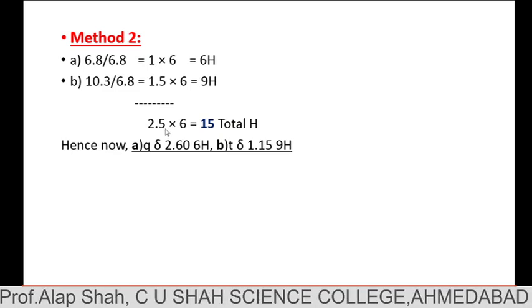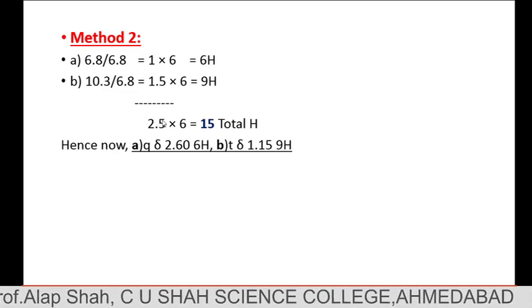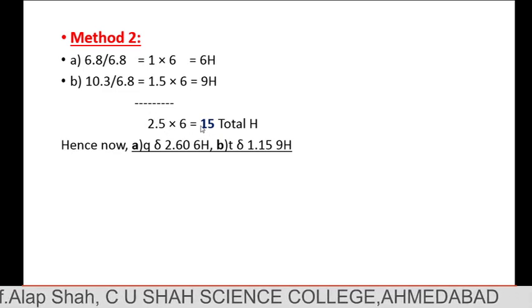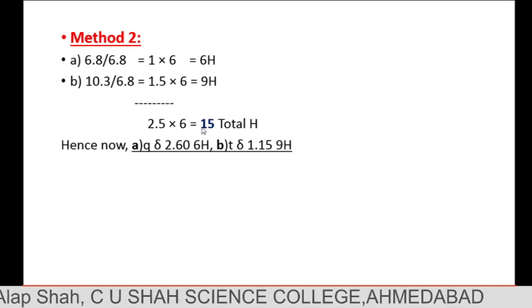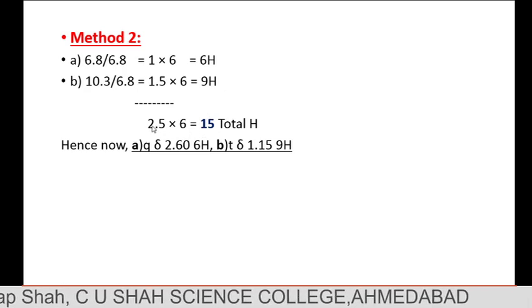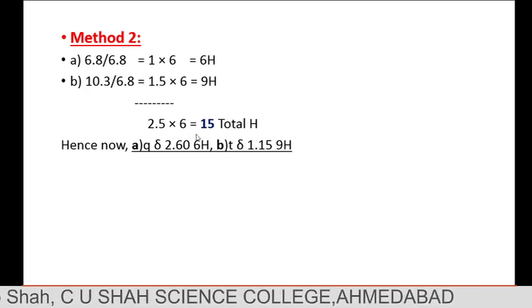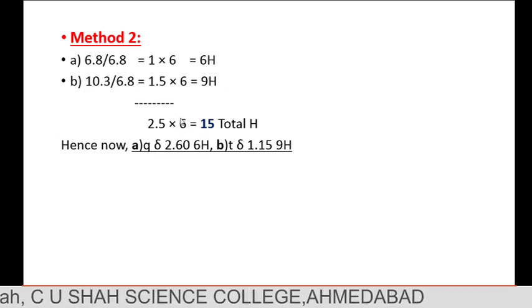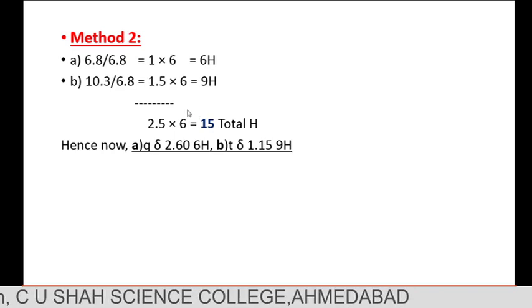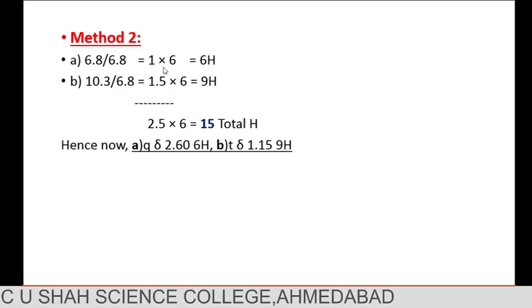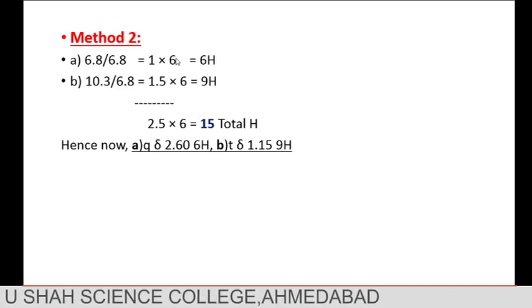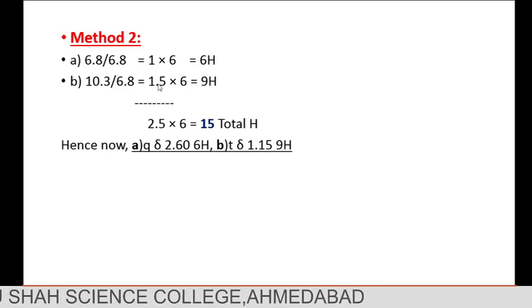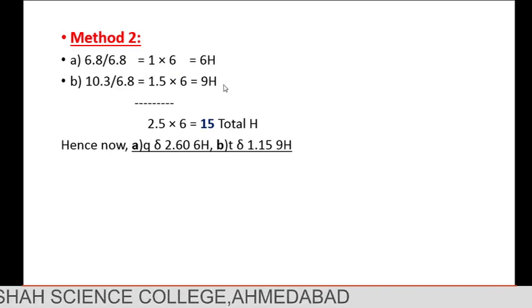Now we know that we have already deduced the molecular formula. So the total number of hydrogens is 15. So 2.5 and 15. If you multiply 2.5 with 6, then you will get 15. So here also you have to multiply with 6. 1 into 6, you will get 6H. 1 and a half into 6, you will get 9H.